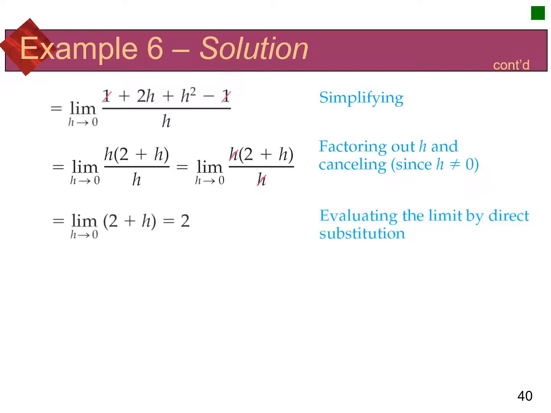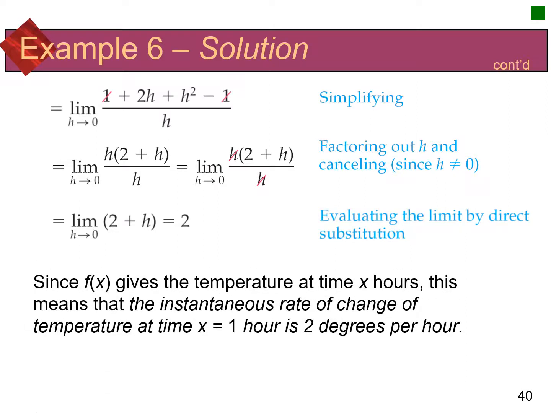So basically, this is telling me that at x equaling 1 hour, the instantaneous rate of change is 2 degrees per hour, which means at that precise moment, the temperature is increasing at 2 degrees per hour. So it's not happening over the overall course of time. It's happening at that specific moment. If I were to go to x equals 1.5, it might be a little different.